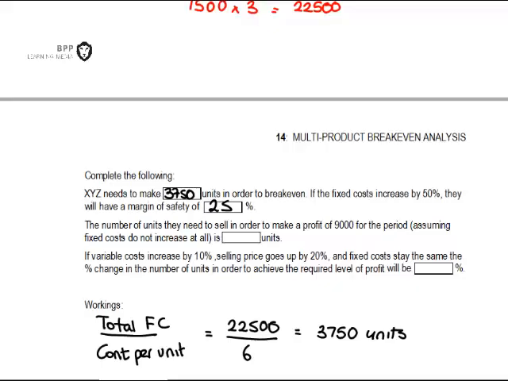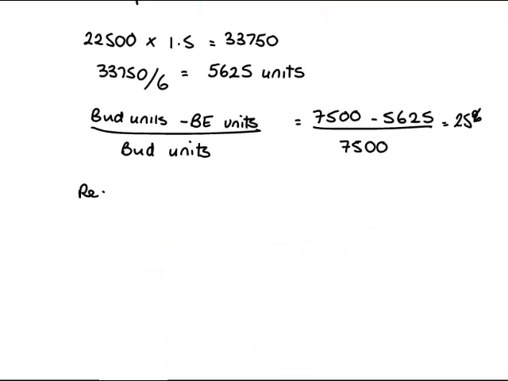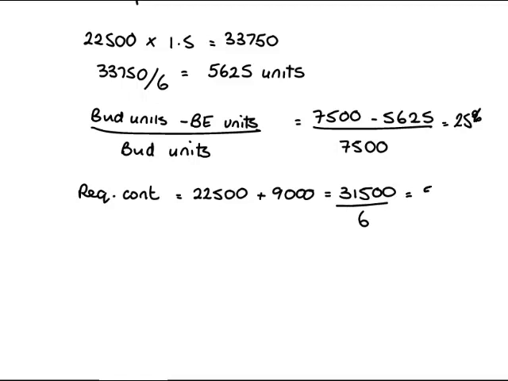Okay, so next we're going to look at the number of units they need to sell in order to make a profit of 9,000 for the period, assuming that fixed costs don't increase. So we're going to assume fixed costs are still 22.5. So remember, we're looking for the required contribution. And that required contribution is going to be enough to cover fixed costs and also now 9,000 target profit. So we need 31,500 in total. The contribution per unit is still 6. So we need to sell 5,250 units in order to hit that level of profit.